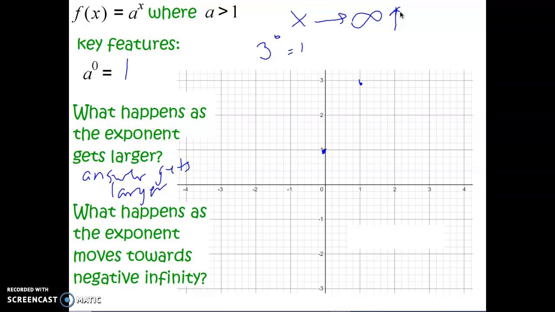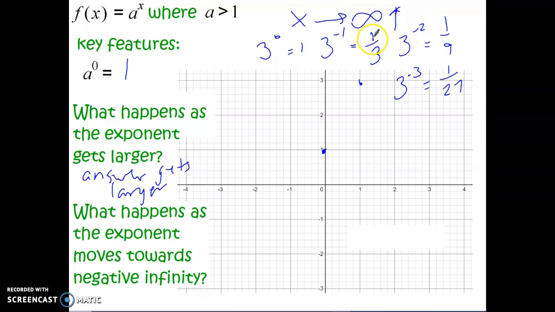Okay, now what happens to our graph as our exponent moves towards negative infinity? So again, I'm going to start at that 0. 3 to the negative 1. Do you remember from your algebra that we did before? Negative exponents are the reciprocal. So this is going to be 1/3. 3 to the negative 2, well, that's 1 over 3 squared, and 3 squared is 9. 3 to the negative 3, that's 1 over 3 to the positive 3, 1 over 27.